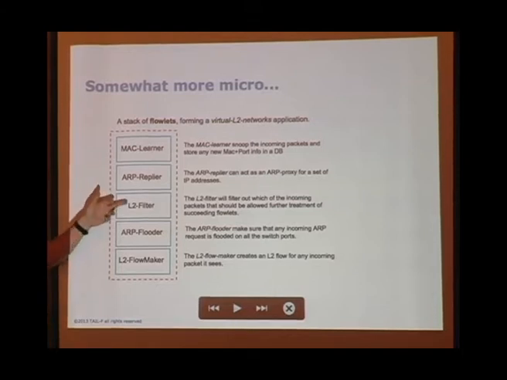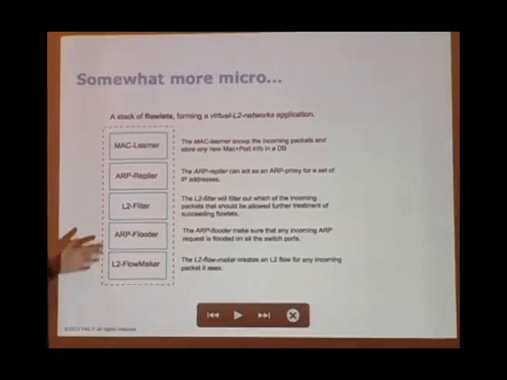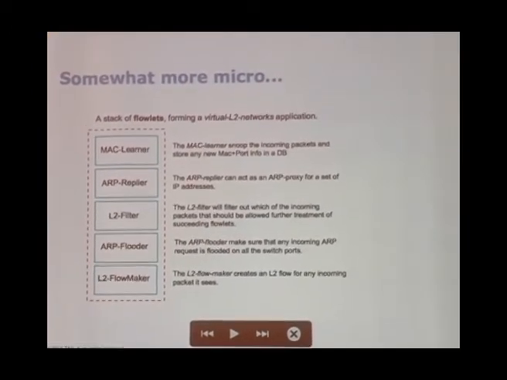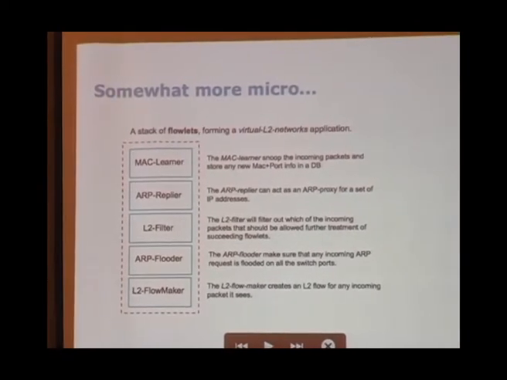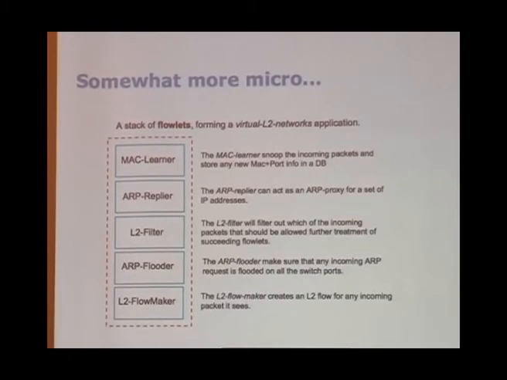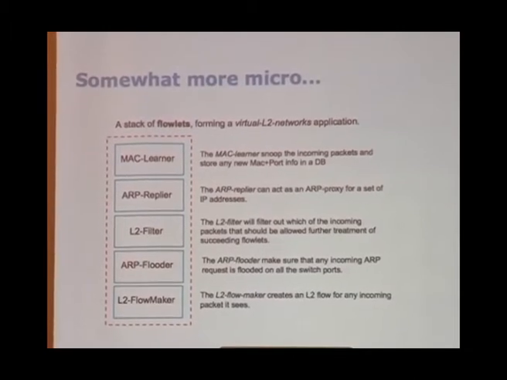And assuming you are able to continue down through this L2 filter here, you come down to the ARP flooder Flowlet, which only has one task to do, and that is sending ARP requests, which we don't know anything about, out on all the ports on the switch. And the last Flowlet here, the L2 flow maker, whenever it gets a packet in, it just connects the ingress port with the egress port and makes use of the information we have in this MAC database. So each of those is doing just a very simple thing, but together they form this learning switch with this virtual layer 2 capability.